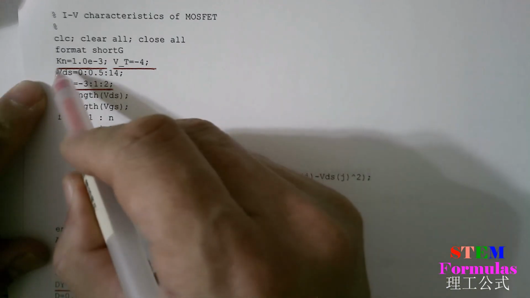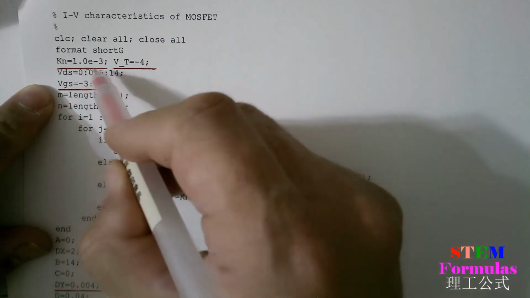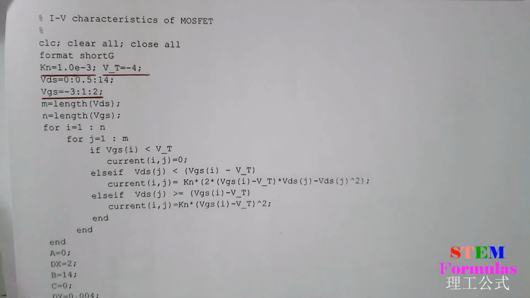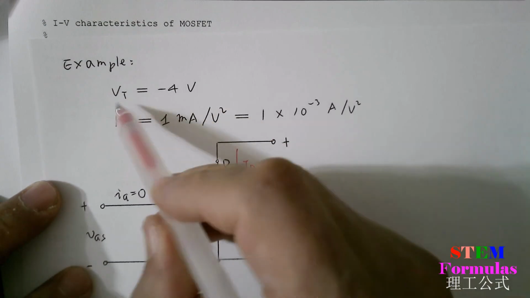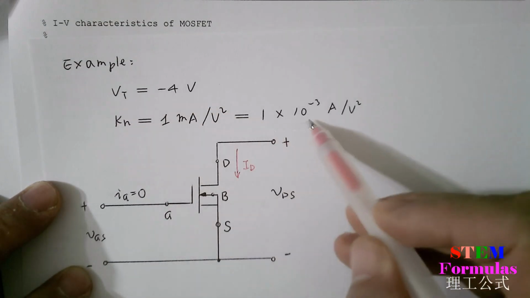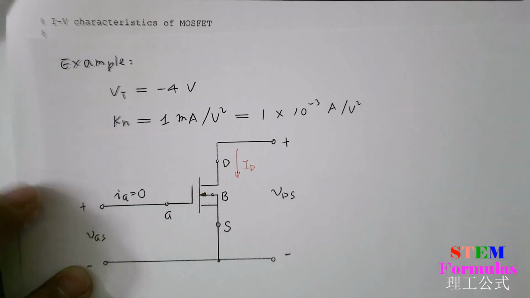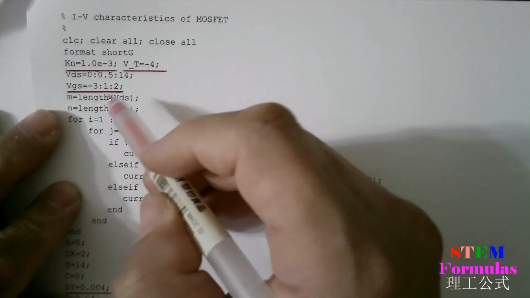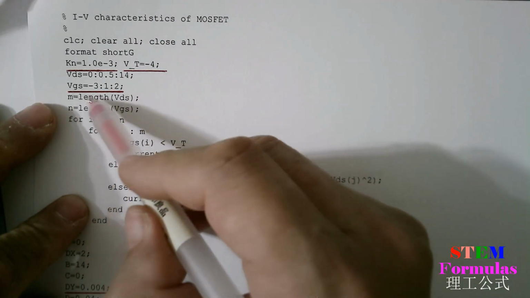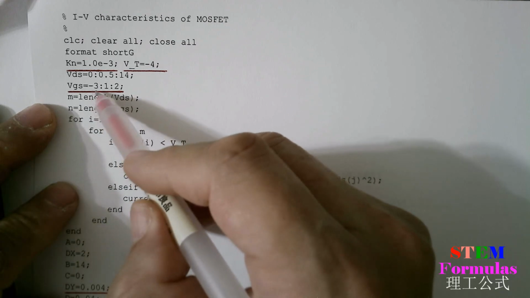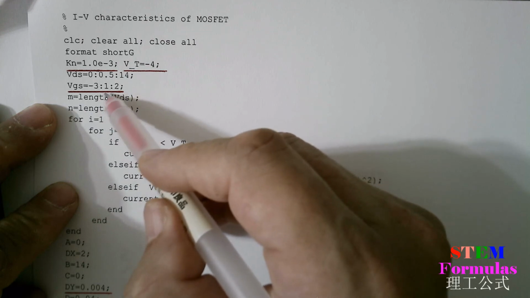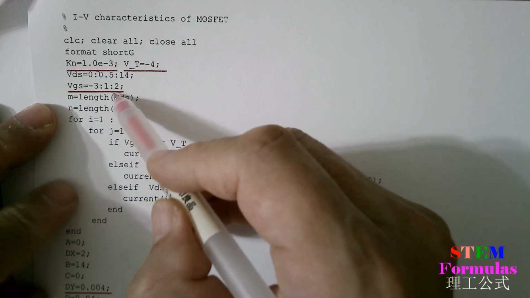So we plug in here Kn equals 1.0 times 10 to the minus 3, and Vt equals minus 4. So I just plug in two numbers. Vt is minus 4, Kn equals 10 to the minus 3 amp per V square. So I have Kn, I have Vt. Now VGS I can start from minus 3 and minus 2 and minus 1 and 0 and 1 and 2.